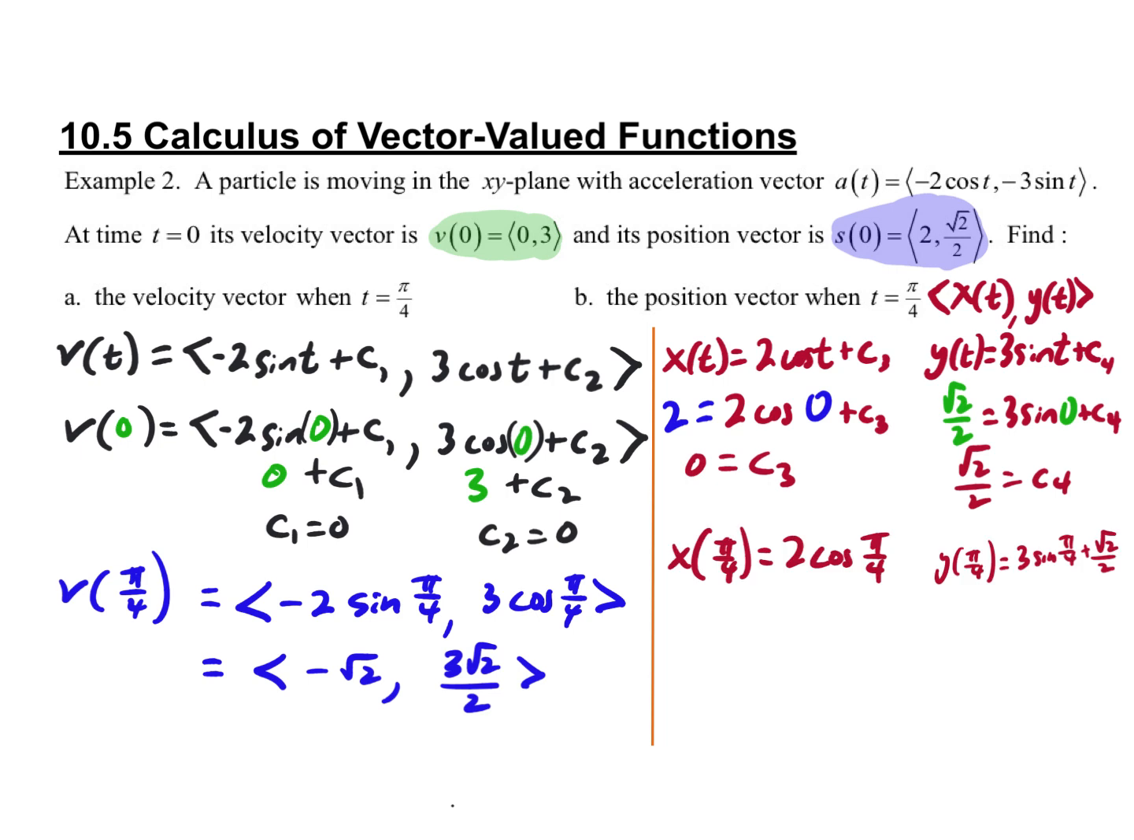And then to evaluate at time pi over 4, we're taking 2 cosine pi over 4, so really this is 0. And then since this was the square root of 2 over 2, I'm evaluating 3 sine pi over 4 plus the square root of 2. So this is 2 times the square root of 2. So this is just the square root of 2. This is 3 square root of 2 over 2 plus the square root of 2 over 2, which is 4 square root of 2 over 2, which is 2 square root of 2.